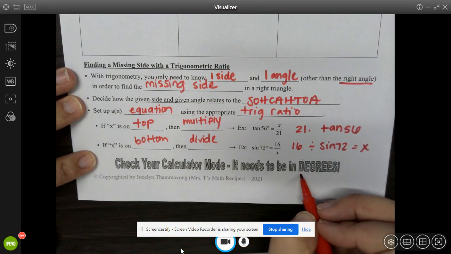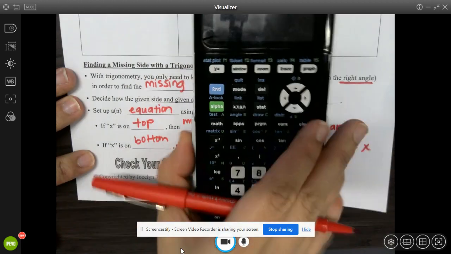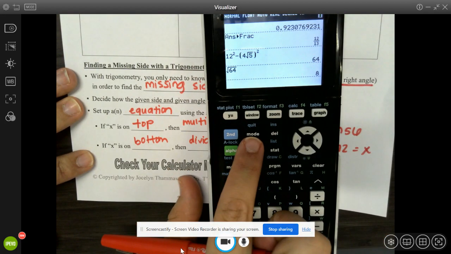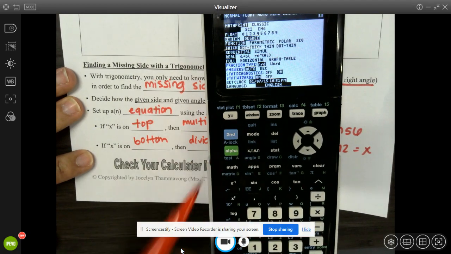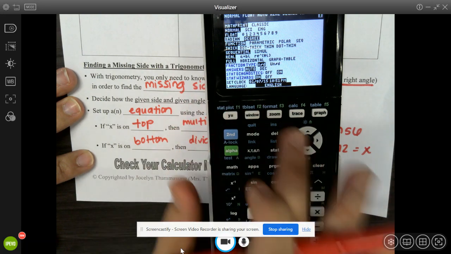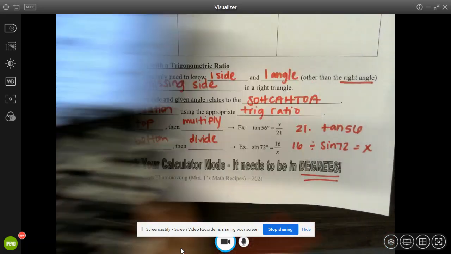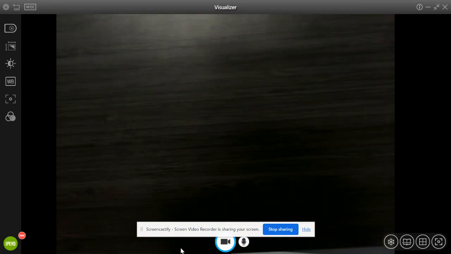One quick note, we do need our calculator to be in degree mode or we will get these wrong because all of our angles are in degrees. So to do that, you'll want to hit the mode button. And you want to make sure that degree is highlighted. If radian is highlighted, you need to go down and change it to degrees. Hit enter.